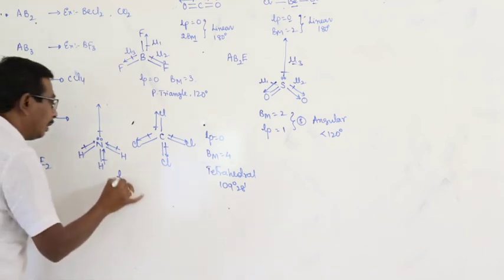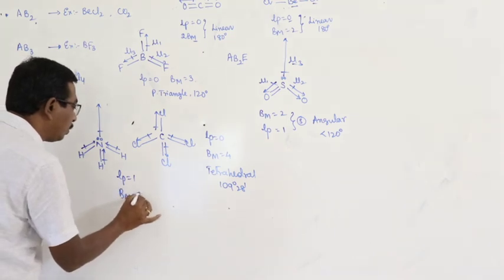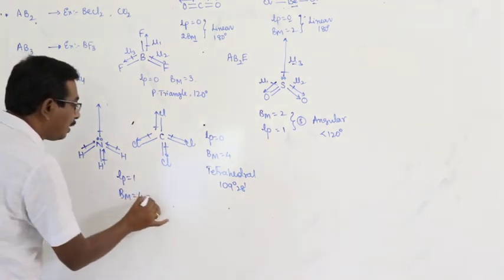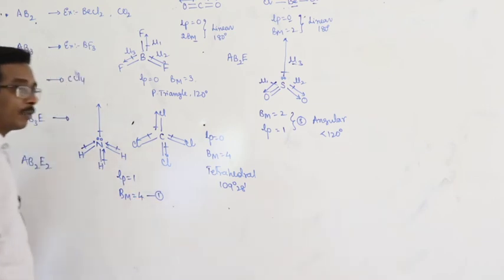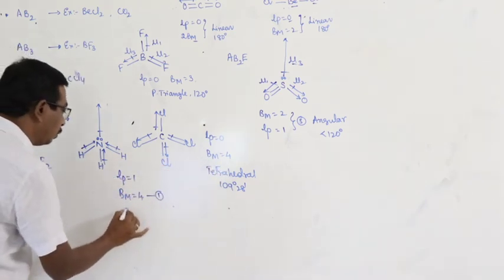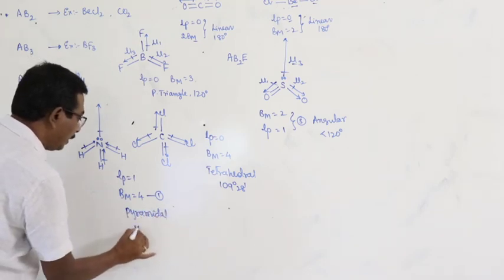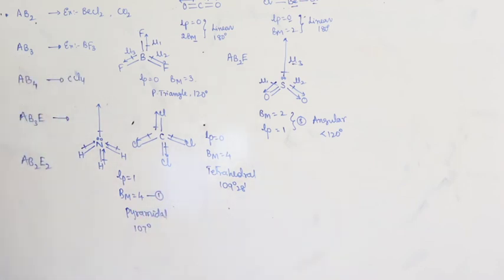And here, number of lone pairs 1. Number of bond moments is equal to 4. One of the bond moments is due to the lone pair. As a result of that, the shape of the molecule is changed to pyramidal and the bond angle is 107 degrees. Bond angle is 107 degrees.